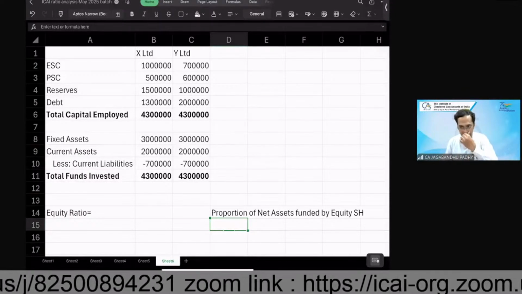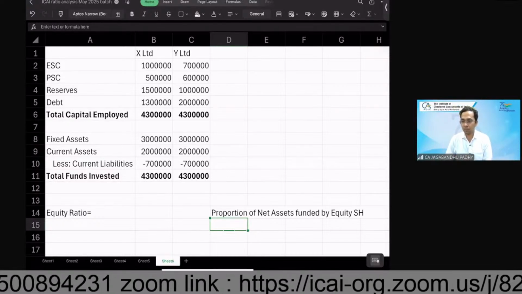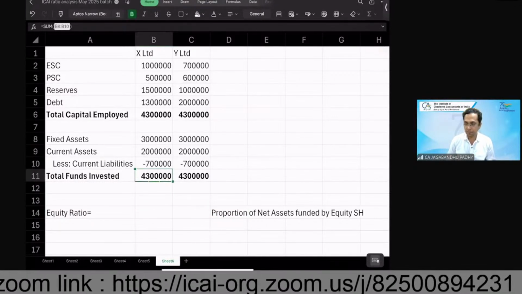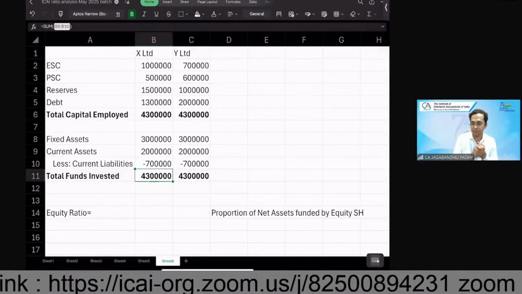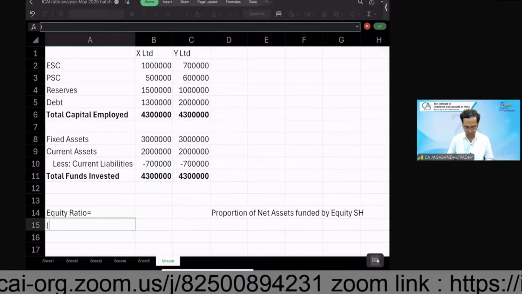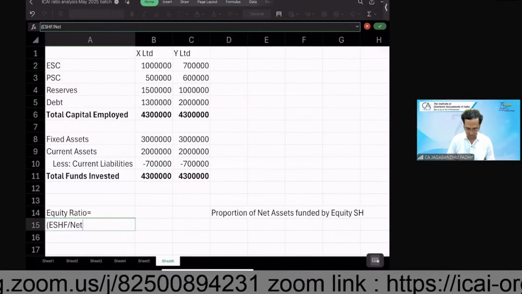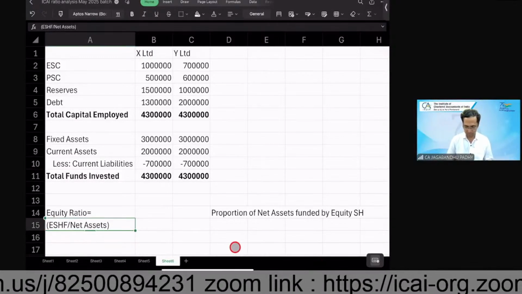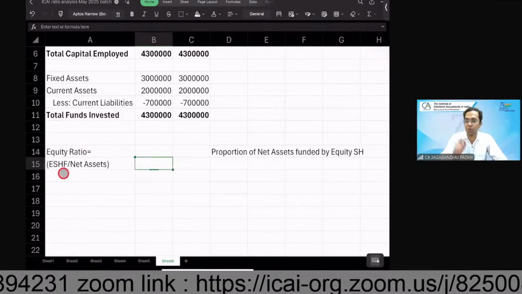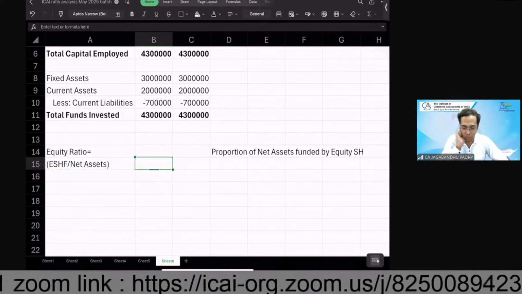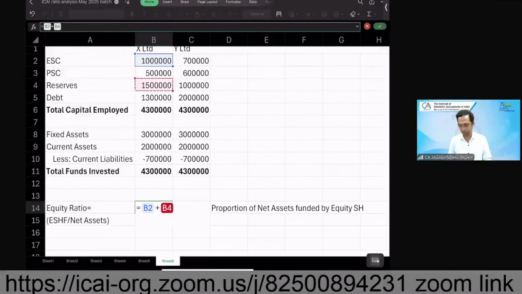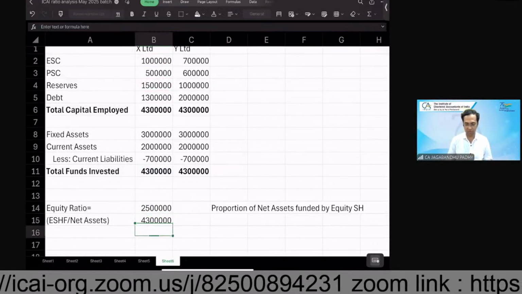Can you tell me, guys, how much has been funded by equity shareholders? I'm talking of proportion. Total 43 lakhs. How much has been invested by the equity shareholders? Yeah. So the formula will be pretty simple. Equity shareholders funds divided by net assets. So net assets over here is, of course, 43 lakhs. But what about equity shareholders funds? What all items are included in equity shareholders funds? Of course, equity share capital, right? So it's going to be equity share capital plus the reserves also, out of your net assets of 43 lakhs.